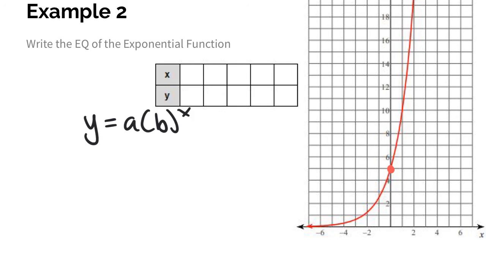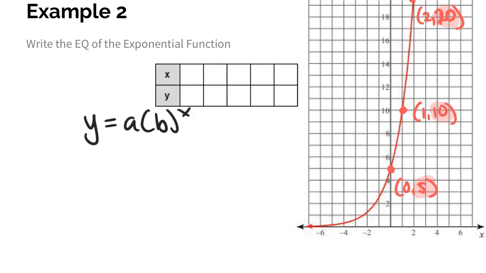So I see a point here at 0, 5. I see a point here at 1, 10. Looks like I have all the way at the top a point of 2, 20. Okay? So, thinking about A and B. My A value is my initial value. My B value is the multiplier. So I think by the values you can see the 5, 10, 20.